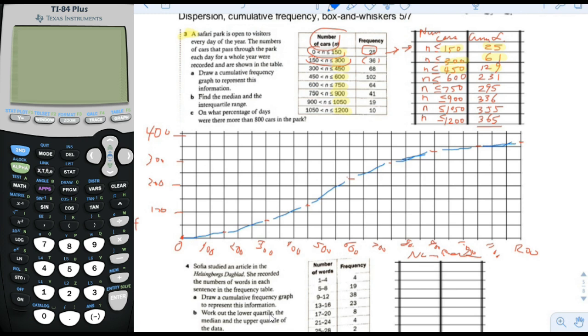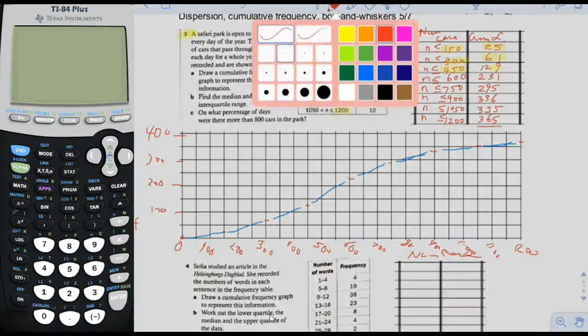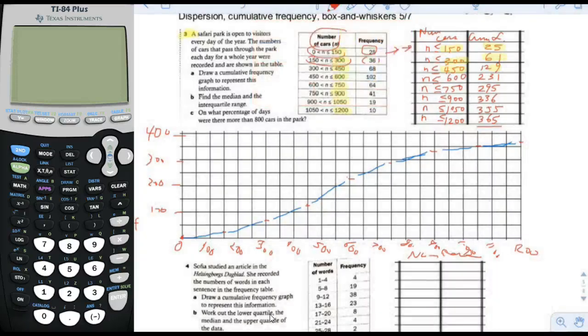Okay, and then now we're going to start answering the questions. And we'll see why the cumulative frequency graph is useful. It's useful to answer these kinds of questions. For example, find the median and interquartile range. Looking at this table, you cannot quickly find the median, but looking at this graph, you can. Let me show you how.